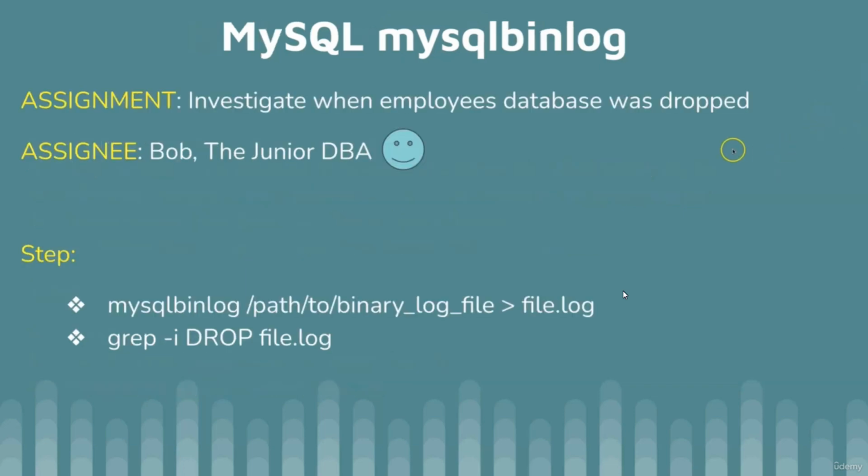So Bob got this assignment that he needs to investigate when the employees database was dropped. So what we will do is drop the employees database, and then we should expect that this will cause an event in the binary log file. We will take the binary log file and pipe it into mysqlbinlog. The result should be a plain text file, and then we can simply search for a drop statement in that simple text log file. So let's see all this in action.